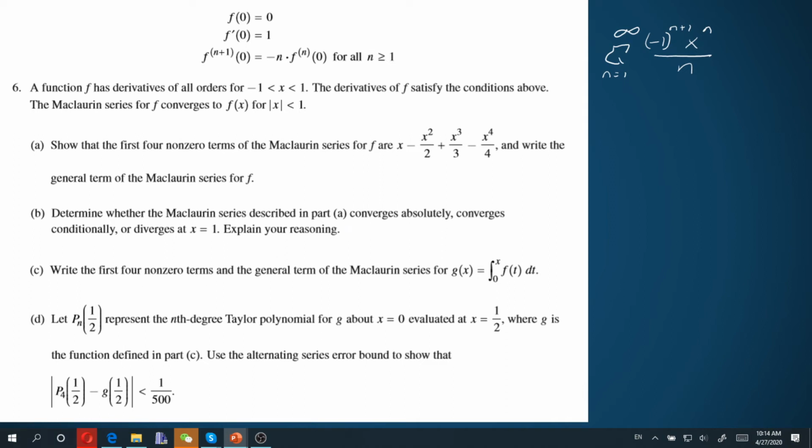So we have to plug in 1. Negative 1 raised to the n plus 1 times 1 raised to the n over n. What's 1 to the n power? That's just 1. Okay, we're going to sum this up from n equals 1 to infinity. So this is still going to alternate. I've got negative 1 to the n plus 1, which causes us to alternate, of 1 over n.